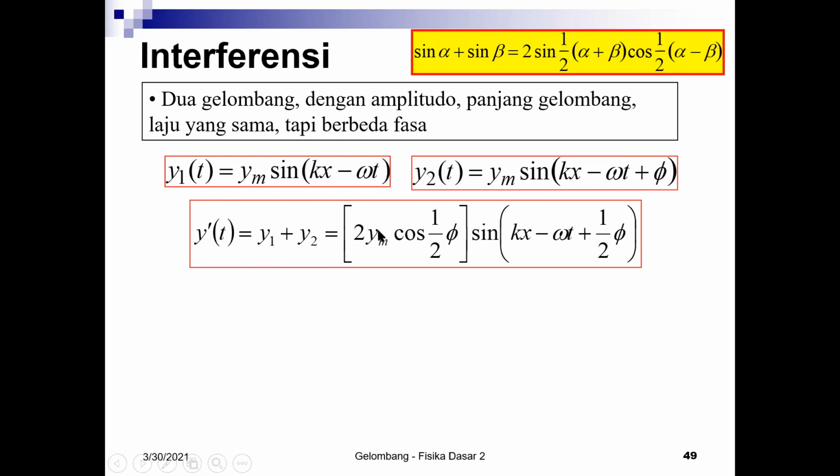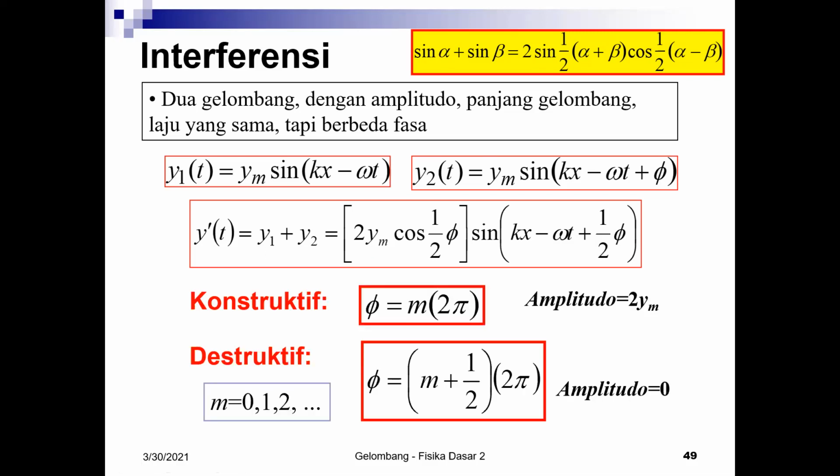waves? Okay, from the properties of the sinusoidal function, we get that the summation of two sinusoidal waves gives this one. Okay, this is only using this trigonometric identity. So you see that this is the amplitude, okay? The amplitude is Ym cos phi over 2, okay?